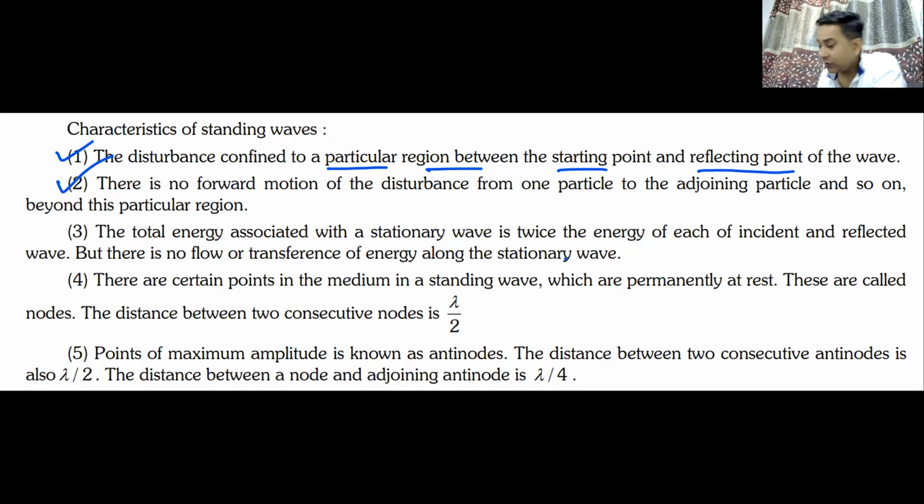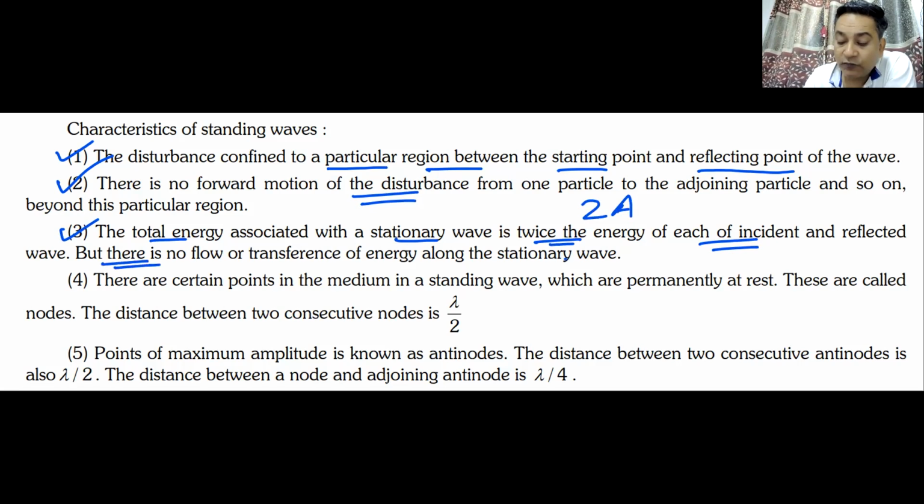Point number 2, a similar point in a different way. There is no forward motion of the disturbance. This wave is not traveling, it is just in its own place. The total energy associated with the standing wave is twice the energy of each of the waves. Similarly, the amplitude is also 2 times the amplitude of the constituent waves. But remember, there is no flow or transfer of energy. The energy does not get transferred. Do we understand this?